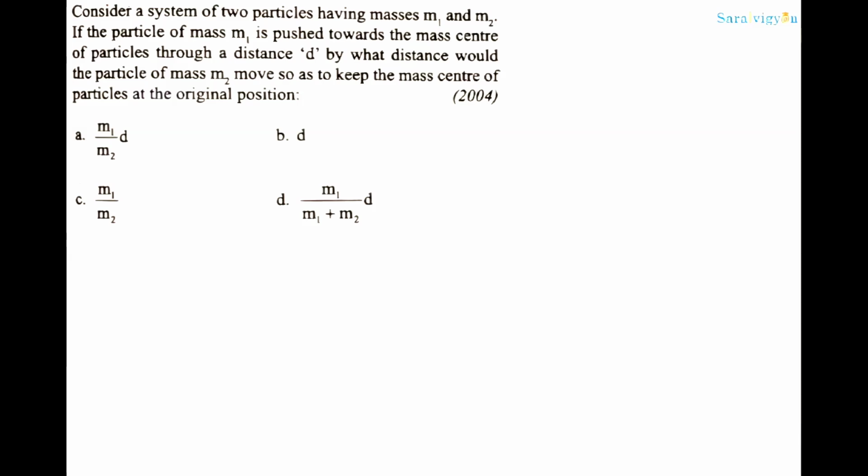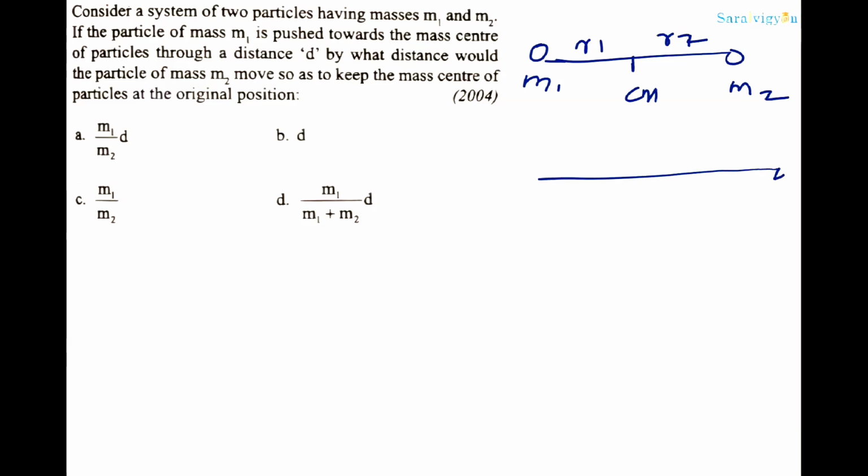First of all, let us understand the question by drawing a diagram of it. Here we have two masses m1 and m2, which has a center of mass almost over here, and it is separated by r1, r2 distances. So we are given that m1 is moved towards the center of mass by distance d. So we can draw the final position like this: center of mass, m1.